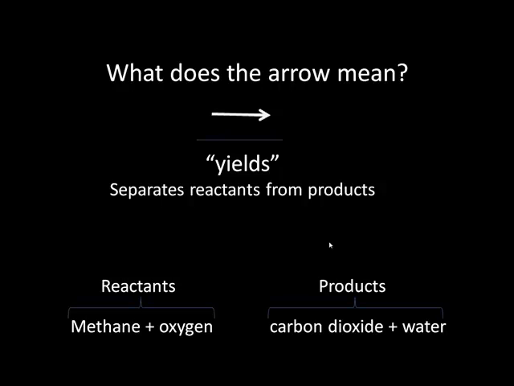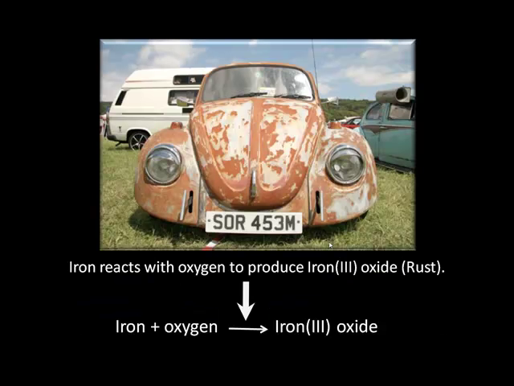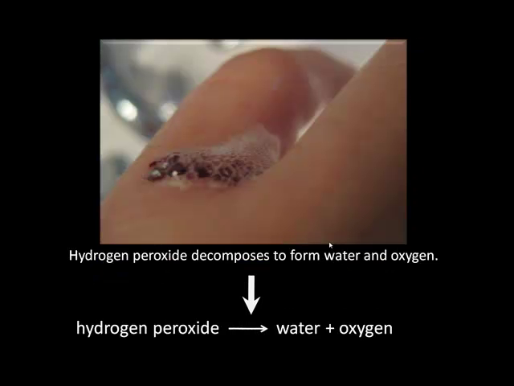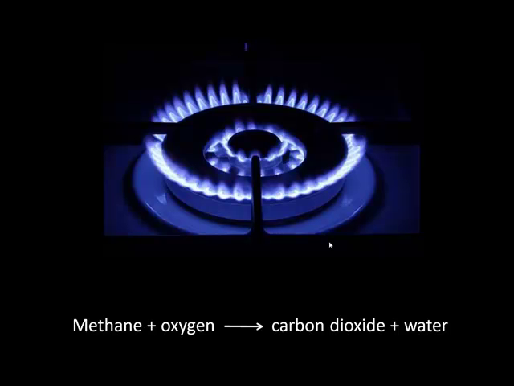To represent the rusting of metal, an arrow separates the product, iron 3 oxide, from the reactants, iron metal and oxygen. In this example, the arrow means decomposes to form. Hydrogen peroxide decomposes to form oxygen and water. Easy, right? Hold on a second. That is not the whole story.